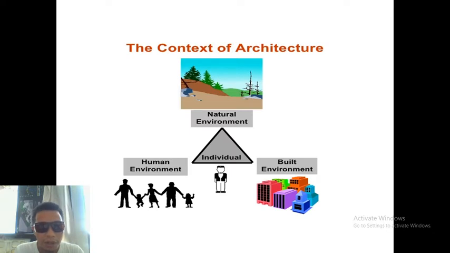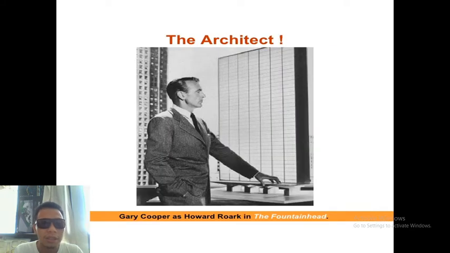So, when you talk about the context of architecture, of course, it has something to do with the natural environment. It should be very much considered. Also, it should consider the effect of the design on humans and on the other existing structures within the vicinity of a proposed structure. So, an architect, no? A classic movie.